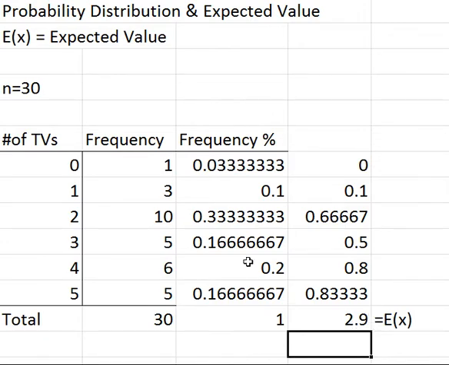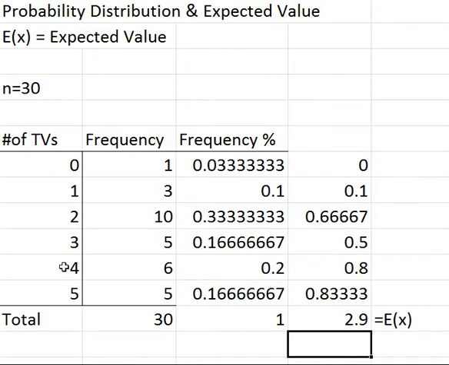So based on this, because these are not equal, right, we're essentially weighting the values. The probability of getting 0 TVs is 3%. Probability of getting 1 TV is about 10%. And so it's just really weighted values. We add these up, and our expected value, or our weighted average as it were, is 2.9 TVs. In other words, based on this survey, the average number of TVs that people have is 2.9.